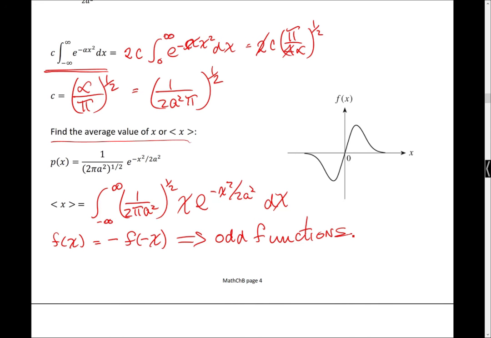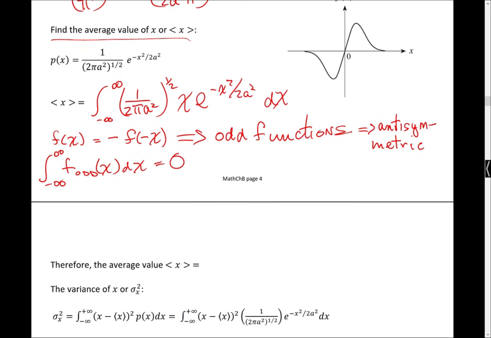They're antisymmetric, right? So this summation will be equal to the absolute value of this summation, but because they're opposite in sign, it goes to 0. So we'll say antisymmetric, and the integral from minus infinity to infinity of an odd function equals 0. All right, so that also tells us what our average value is.